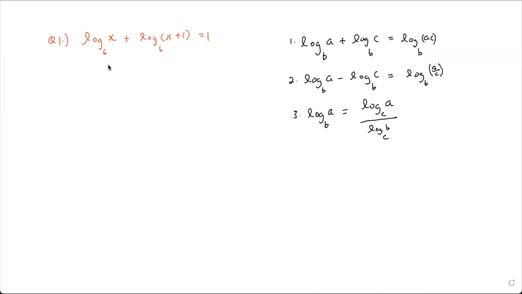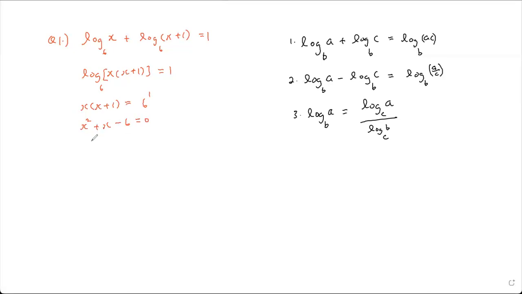So how do I combine them together? Using the first rule, this is equivalent to x times x plus 1, base 6, equals 1. If you remember the previous videos, we already talked about this. So x times x plus 1 is equal to 6 to the power of 1. So x squared plus x equals 6. So x squared plus x minus 6 equals 0.